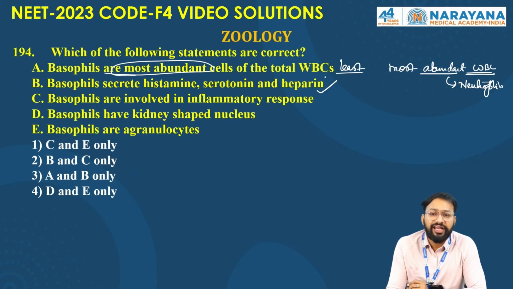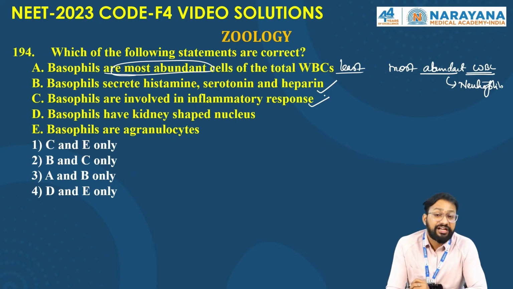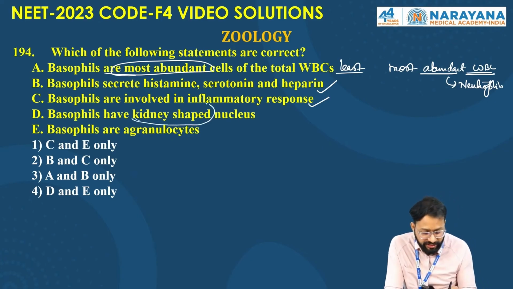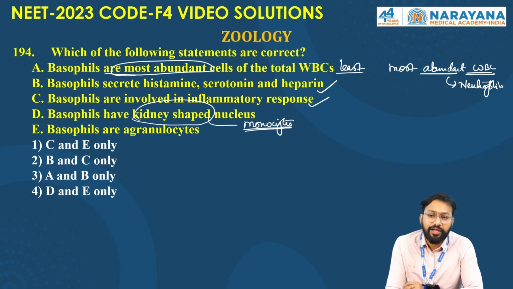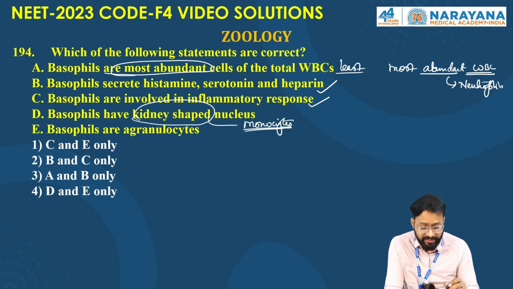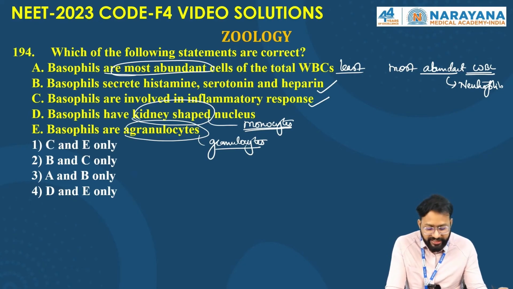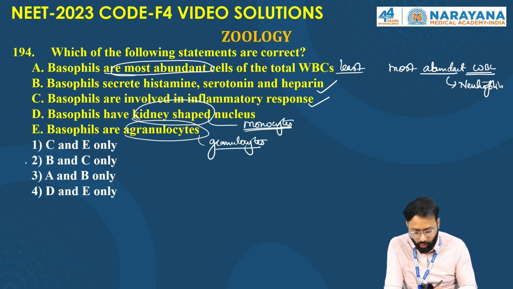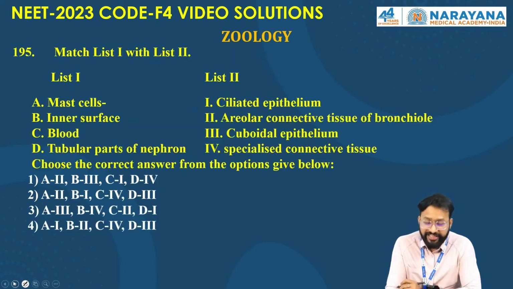Basophils are involved in the inflammatory response, which is also correct. Basophils have a kidney-shaped nucleus? A kidney-shaped nucleus is seen in monocytes. Basophils are agranulocytes? No, basophils are granulocytes. So the correct statements will be B and C only. Option number 2.